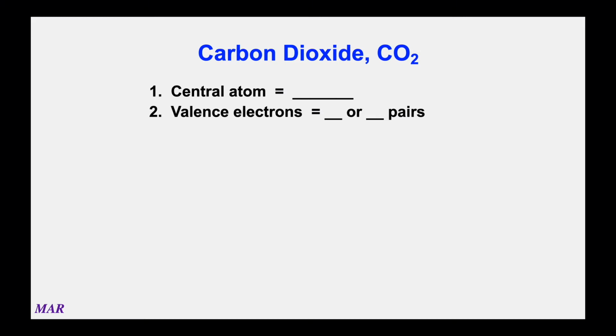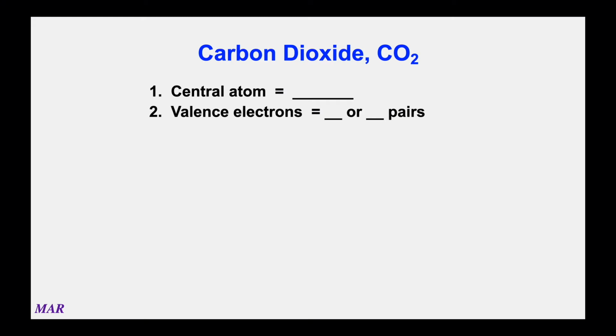Valence electrons: carbon has 4, group 4A, oxygen has 6, group 6A. So valence electrons would be 4 from carbon plus 6 times 2 for oxygen. So that's 4 plus 12, that means there's going to be 16 valence electrons, or if you divide that by 2, that's going to be 8 pairs of electrons.